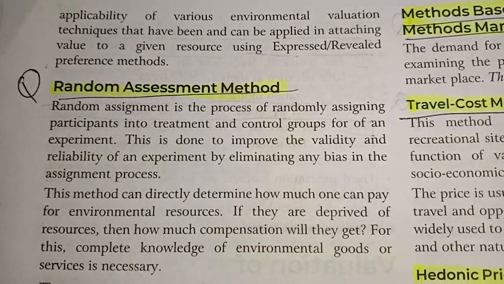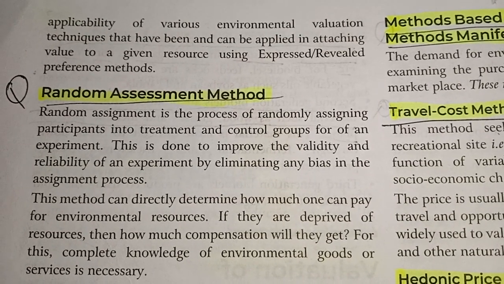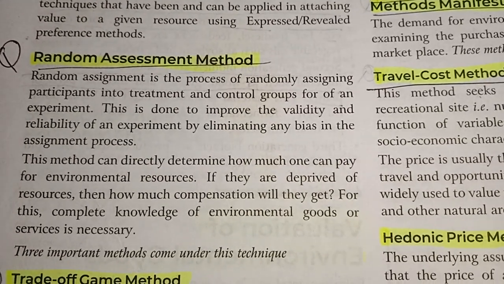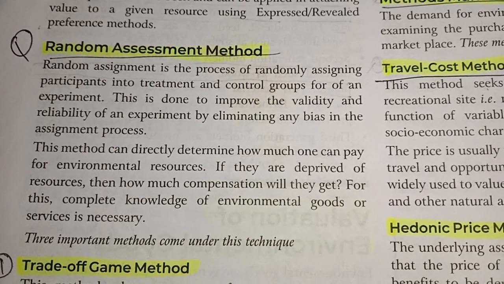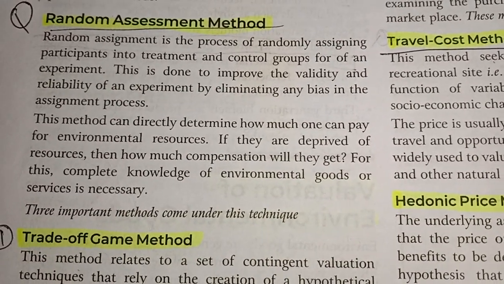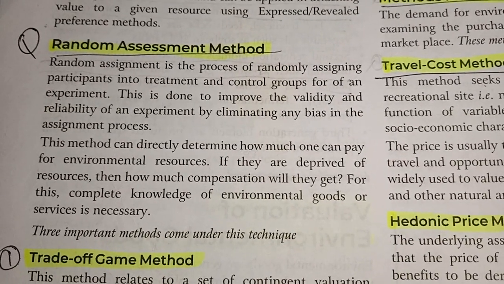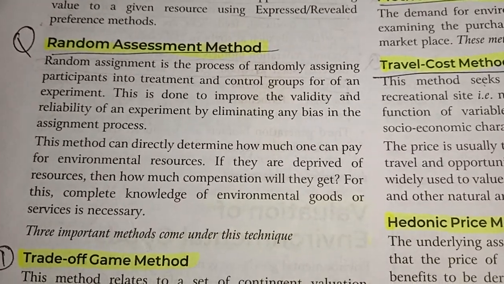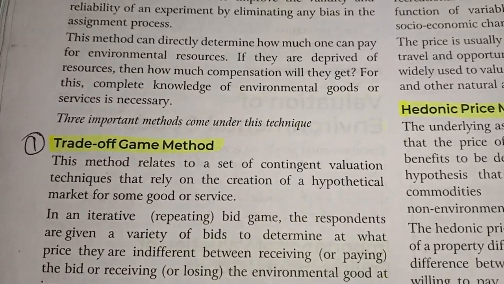Random assessment method. Random assessment is the process of randomly assigning participants into treatment and control groups for an experiment. This is done to improve the validity and reliability of an experiment by eliminating any bias in the assignment process. This method can directly determine how much one can pay for environmental resources. If they are deprived of resources, then how much compensation will they get? For this, complete knowledge of environmental goods or service is necessary. Three important methods come under this technique.